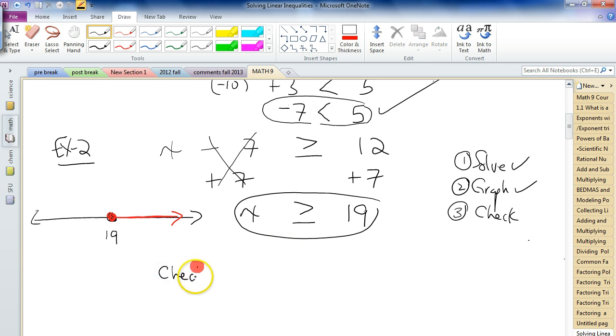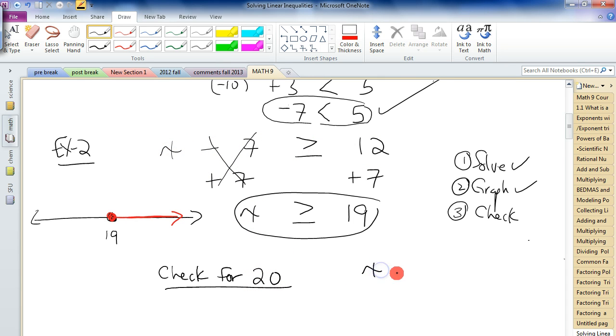When we check this, we can pick any number that we think could be greater than 19. Pick any number greater than 19. Let's be wild and crazy and pick a number like 20. Ooh, that's greater than 19. So let's put 20 into this equation, or sorry, inequality, and see if it works. We put 20 into x and see if it works.